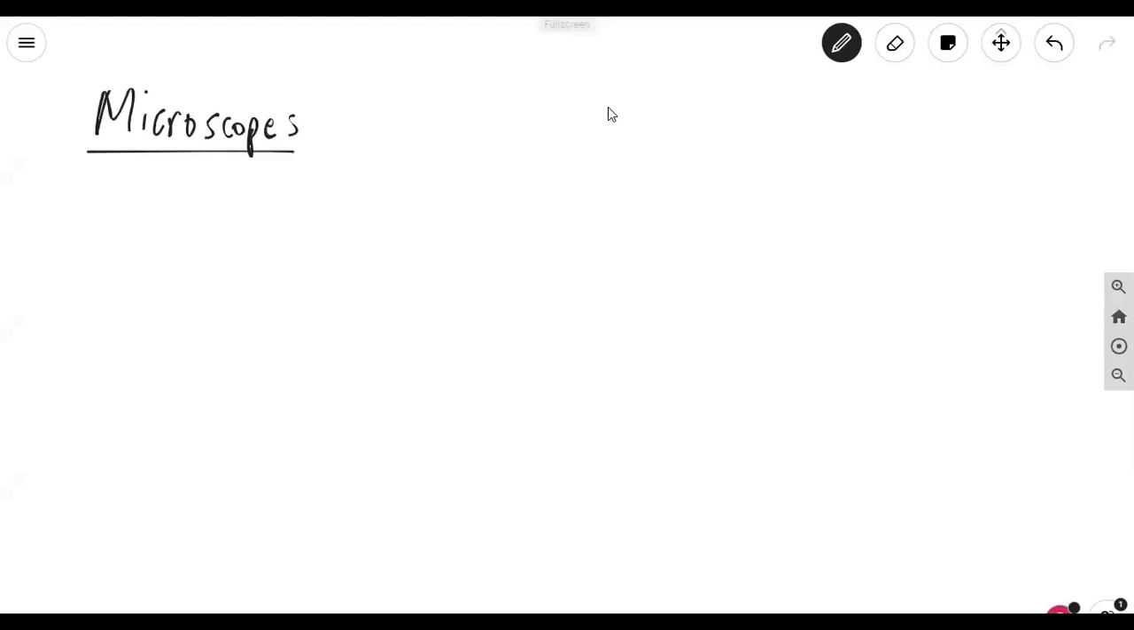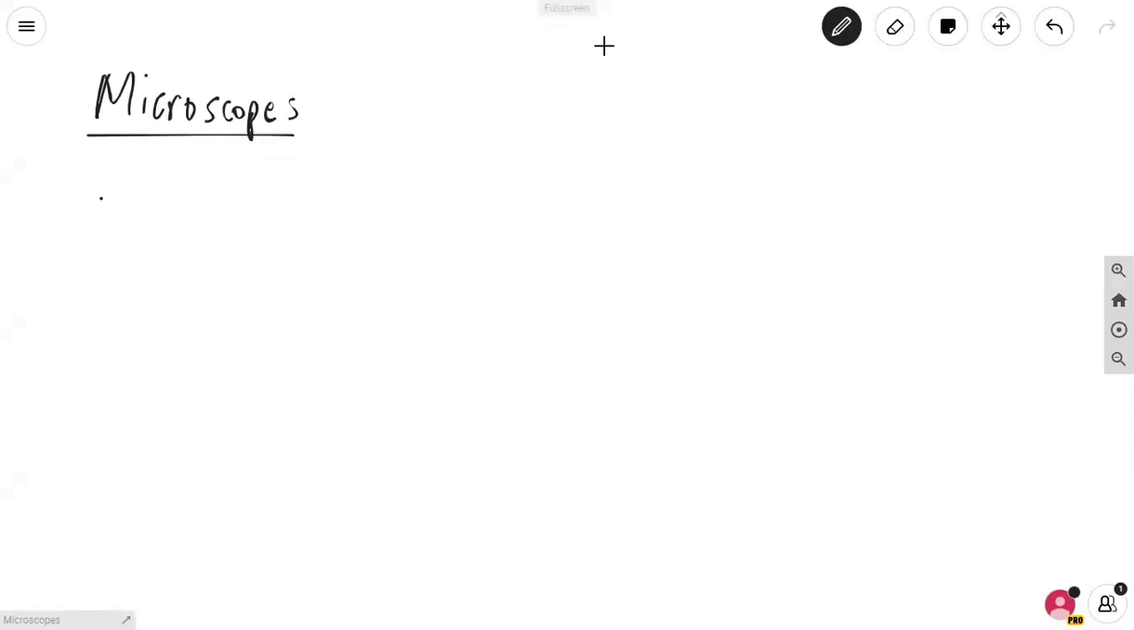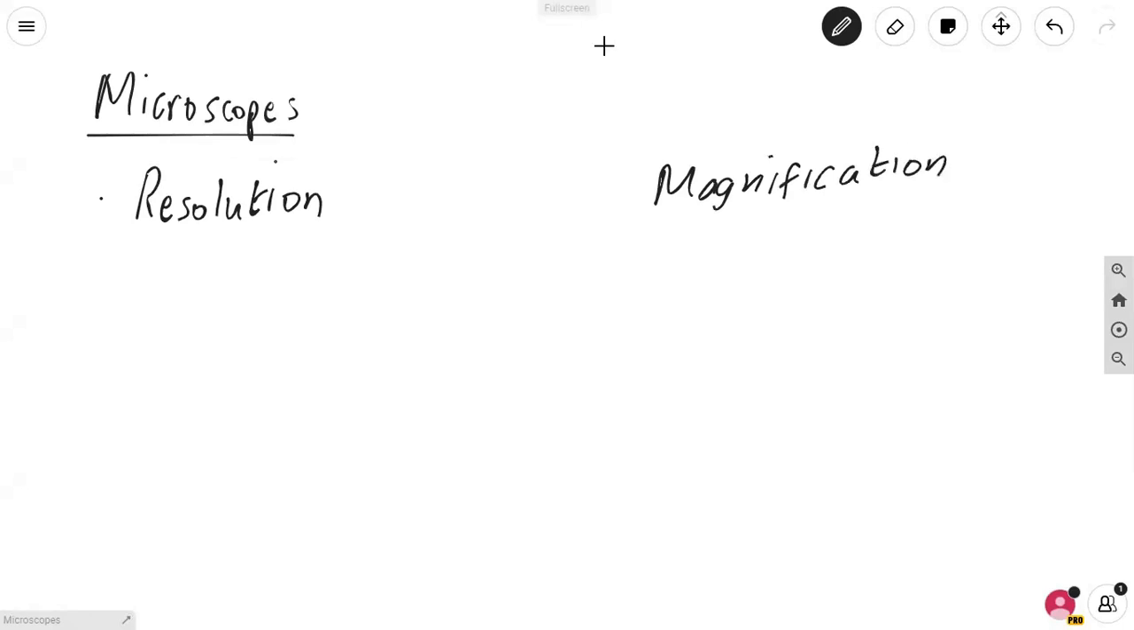So in this video, we're going to look at microscopes and also the process of magnification. First of all, before we think about microscopes, we need to go over two terms that are really important, which are resolution and magnification. I'm going to start with magnification because that's the one you've definitely come across before.